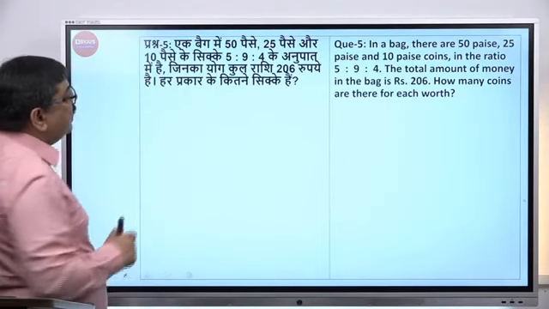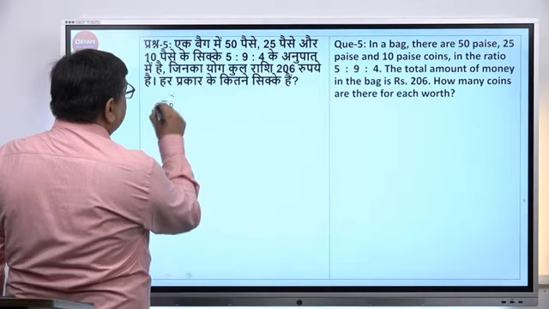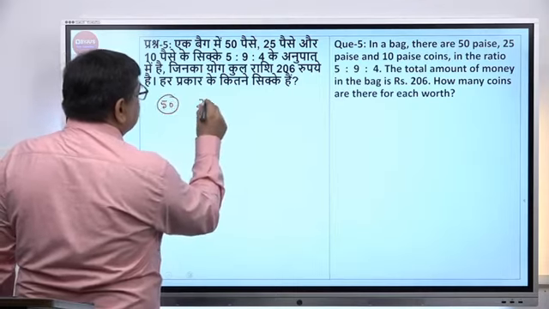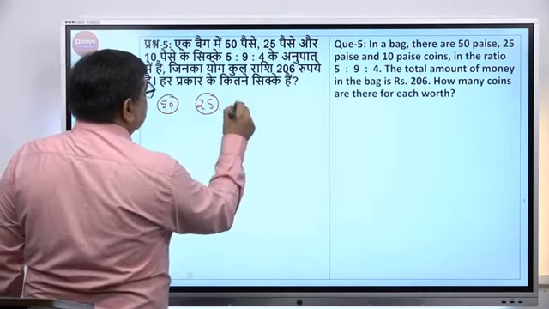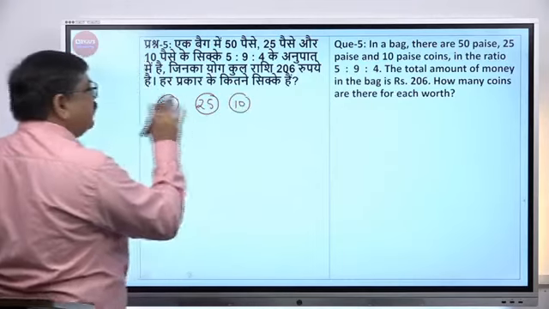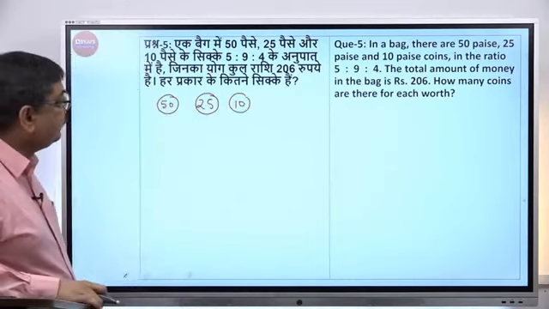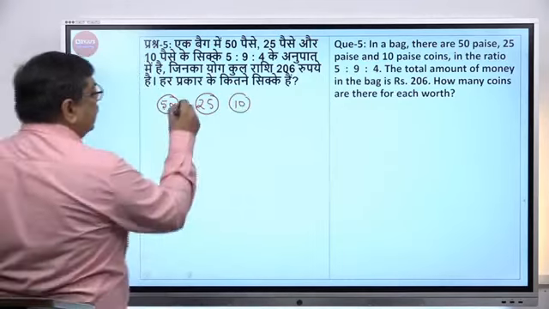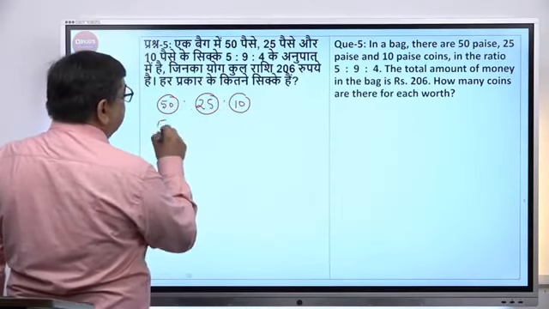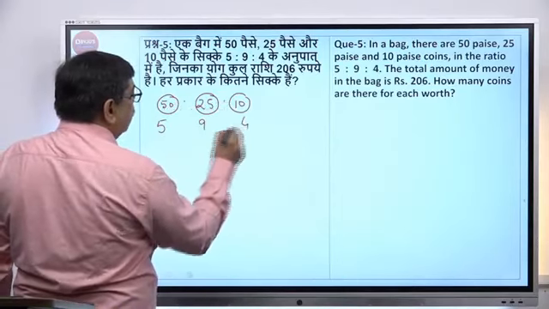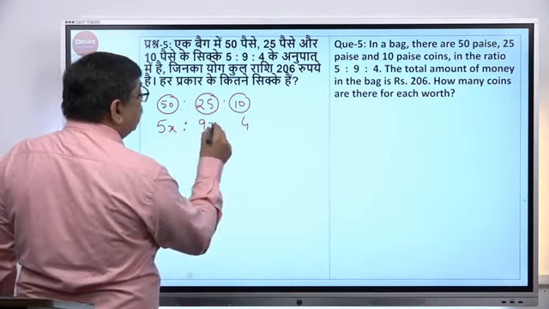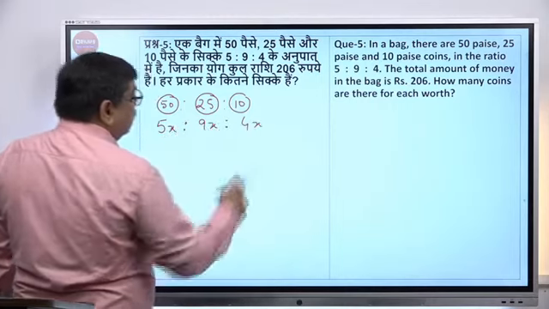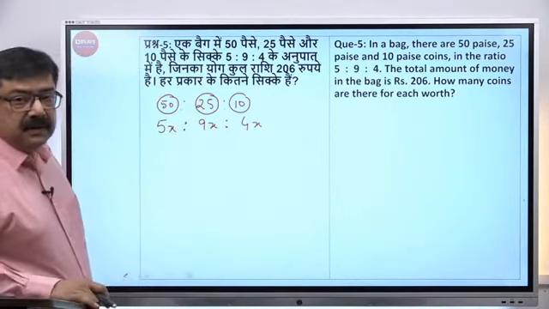तो अब यहां पर आपके पास में 50 पैसे के सिक्के हैं, फिर 25 पैसे के सिक्के हैं, फिर 10 पैसे के सिक्के हैं. You have 50 paisa, 25 paisa and 10 paisa coins with you. All right, and these are in the ratio 5 is to 9 is to 4. Now these are not the actual numbers. ये तो अनुपात दिया रहा है ना सिर्फ, ठीक है ना.